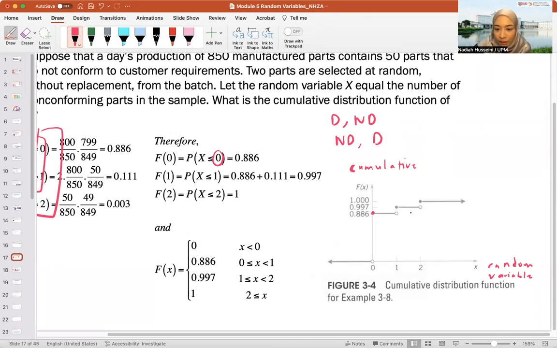Okay, so again, we have our values over here, and anything that is beyond 2 will obviously be just 1, right? And anything that is less than 0, it's not supposed to be blacked out. It is hollow. You just put this arrow like this, okay? But there's no value there. It's a hollow circle, it's a jump. So at 0, it is 0.886. At 1, it is 0.997. And at 2, it is 1. So you just extend your lines. Extend your dots over there.